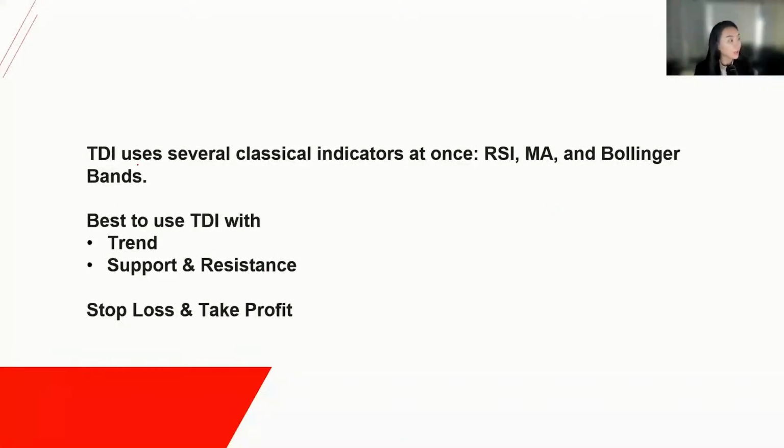Okay, so TDI uses several classical indicators at once. Just now my colleague Yongjin mentioned RSI, MA, and Bollinger Bands. The best way to use TDI is together with trend, support and resistance, and also stop loss. The trend, support and resistance give you clearer targets: where is your stop loss, and where is your take profit?